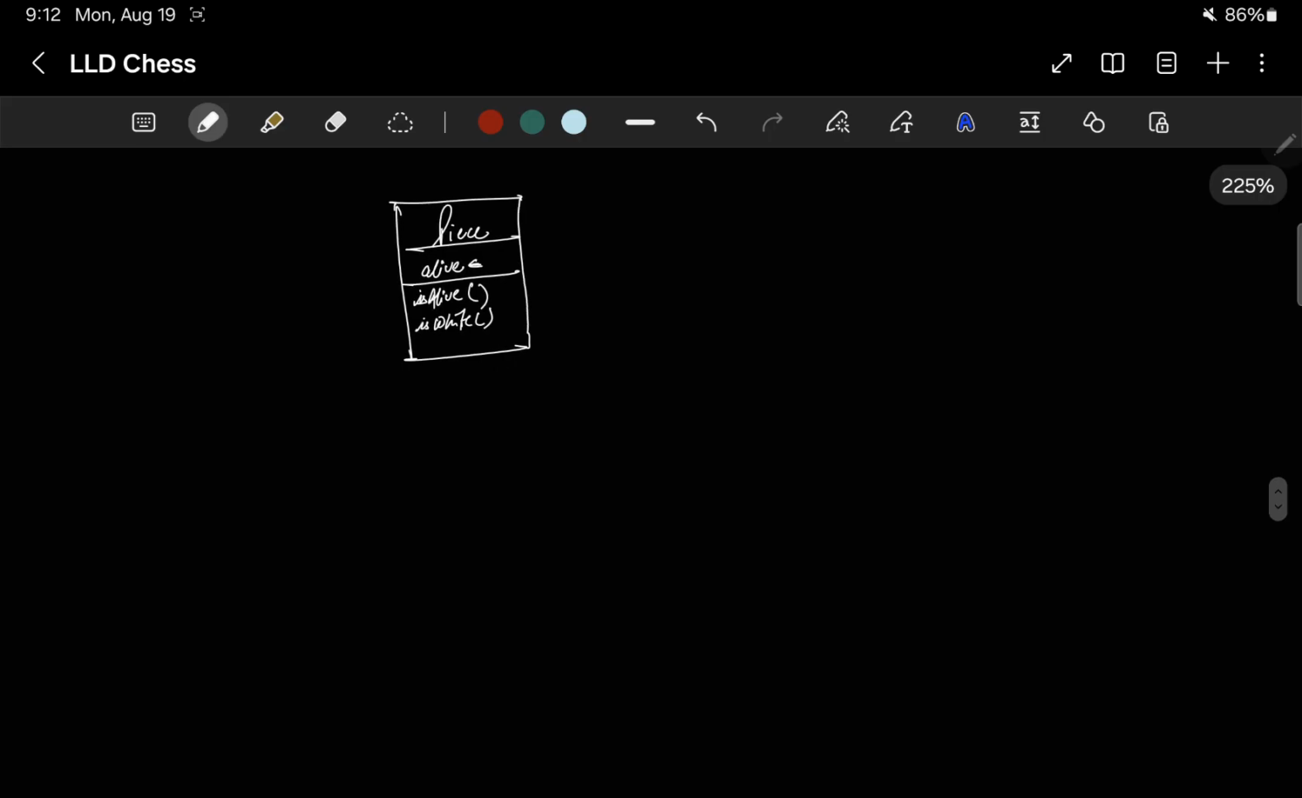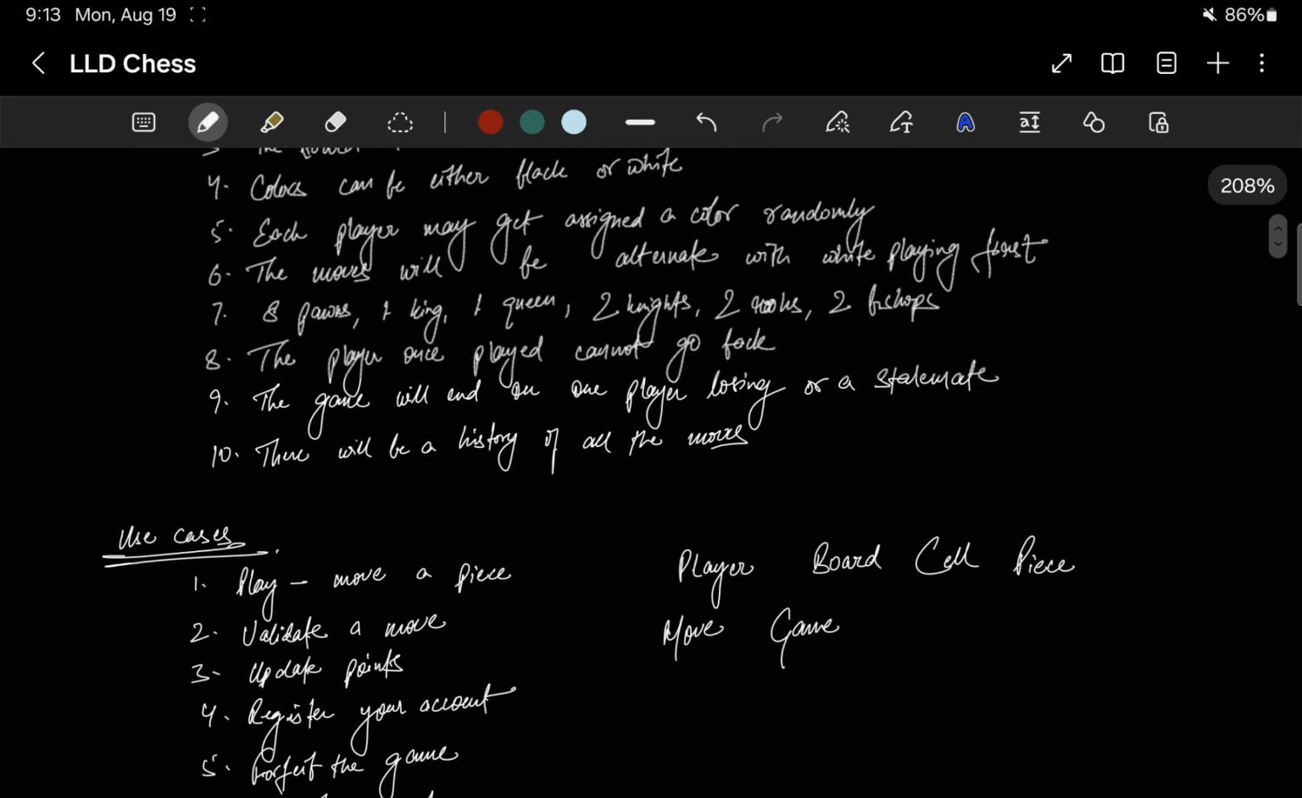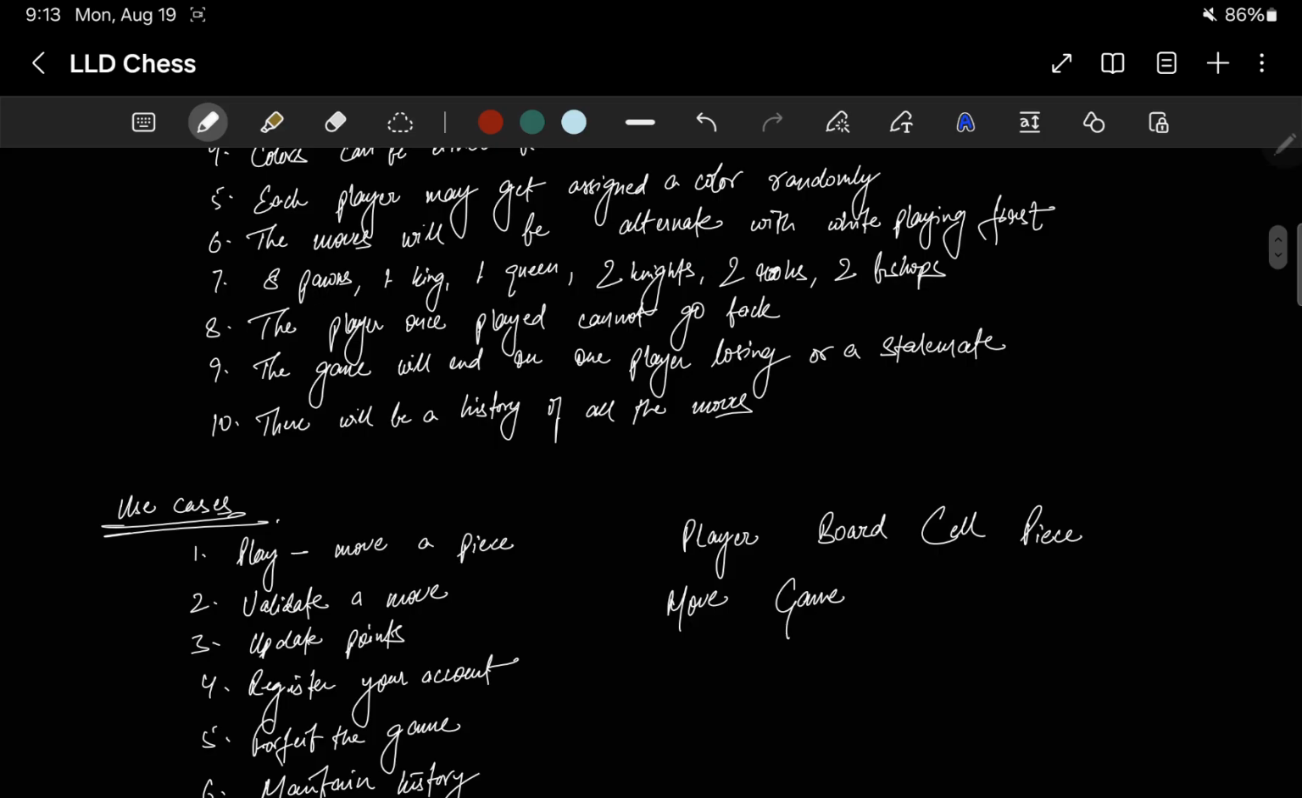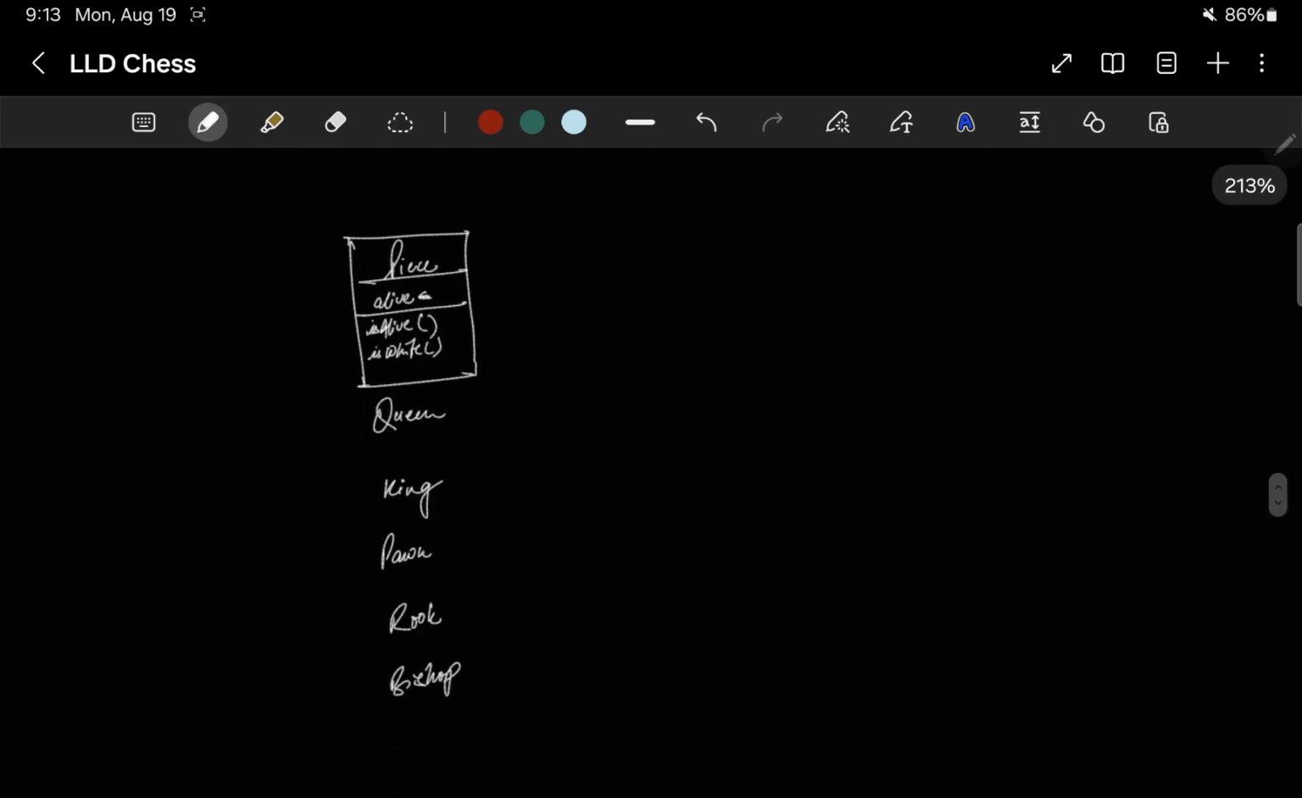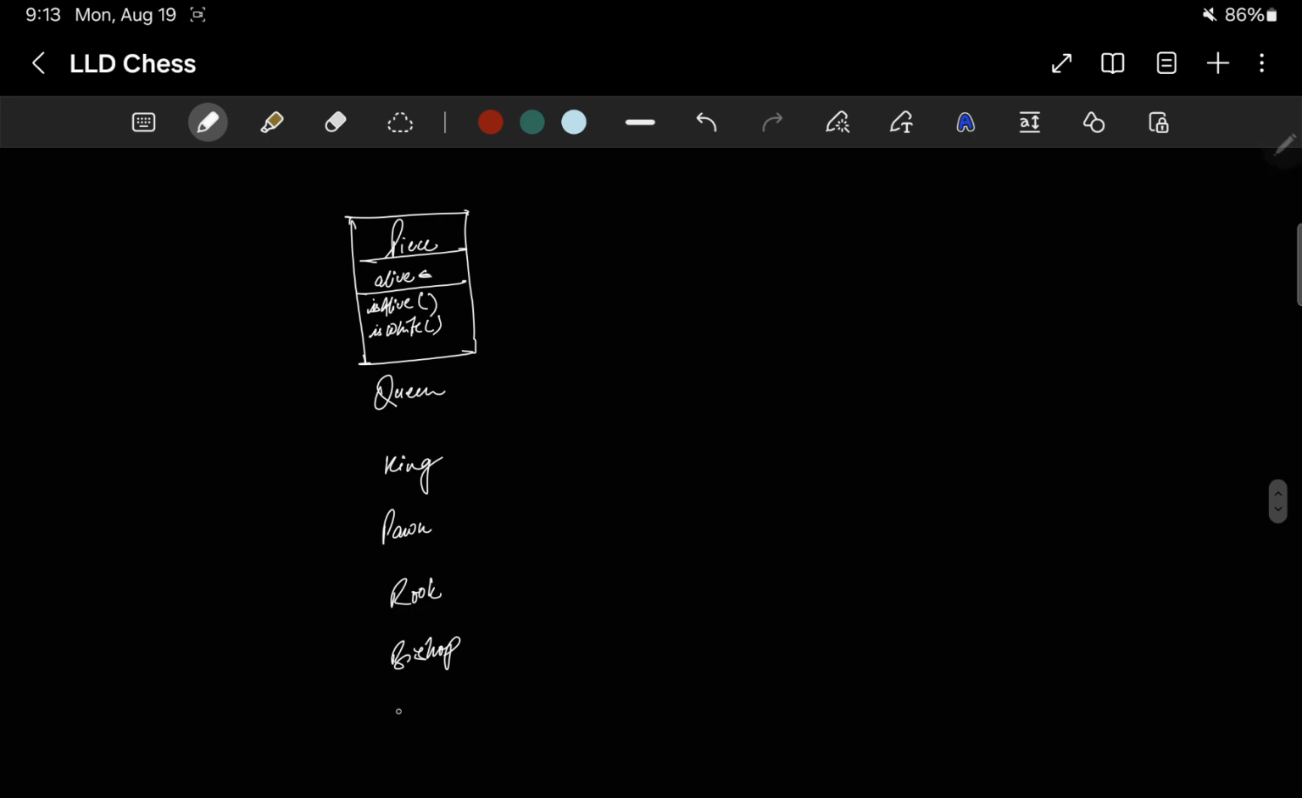So we will have some children of this, right? First one, let's say we'll start with queen. There will be a queen, there will be a king, there will be pawn, there will be rook, there will be bishop. 1 2 3 4 5. What else is left? I forgot. Okay, we are good. Knight. There will be knight also.